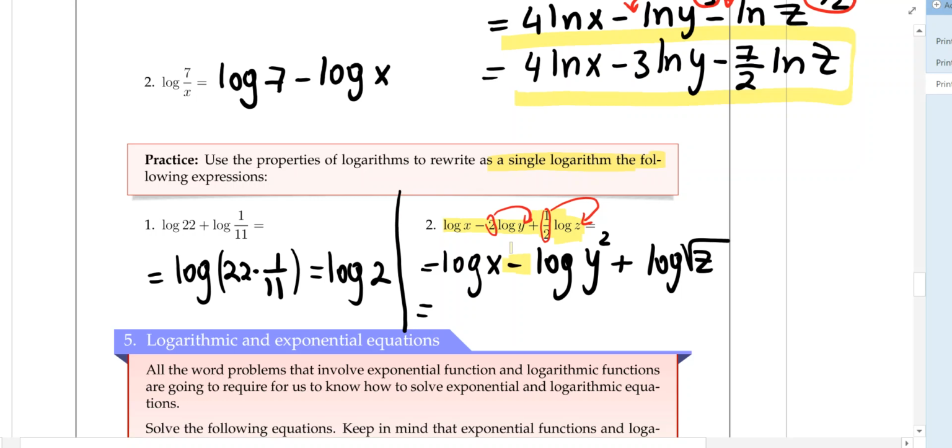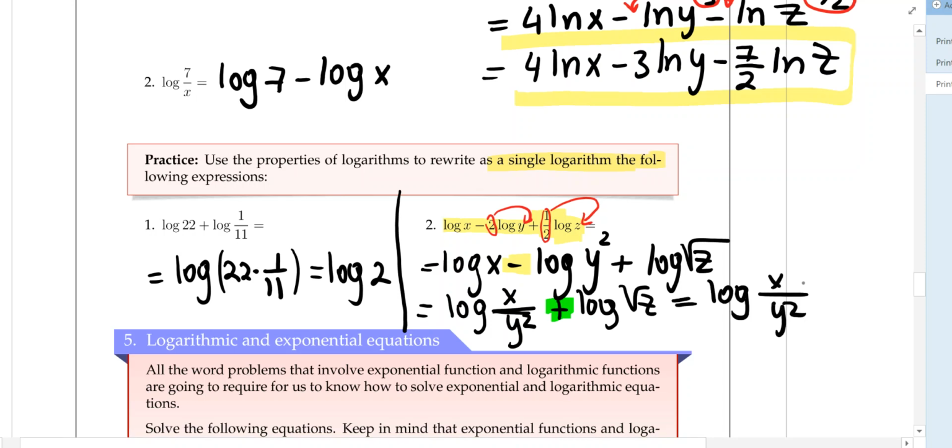So now I have minus. So when I have log of a quantity minus log of another quantity, that's going to turn into a log of the first quantity divided by the second quantity. So that's just for these two. We combined these two into this, and then plus log of square root of z. So now I have plus, so I'll have to multiply the two quantities. So it's going to be log of x over y squared times square root of z. So see how we had it expanded and we contracted it. We wrote it as a single log expression.